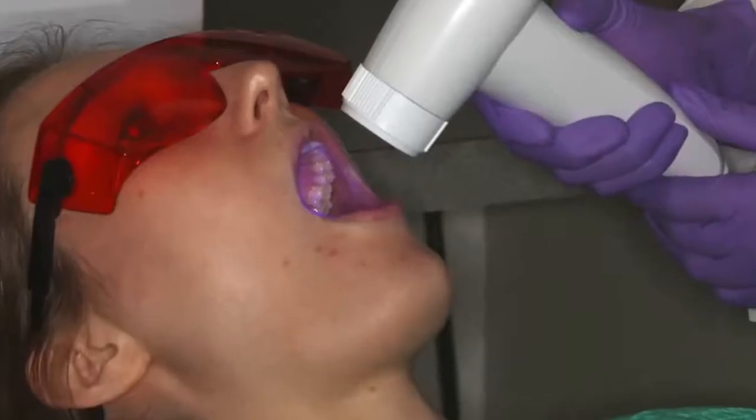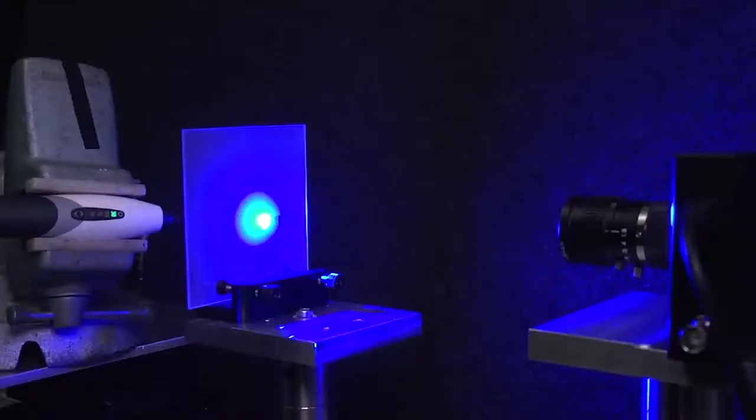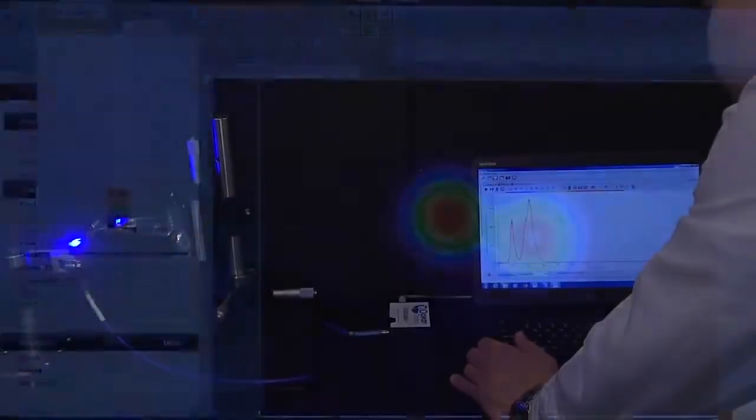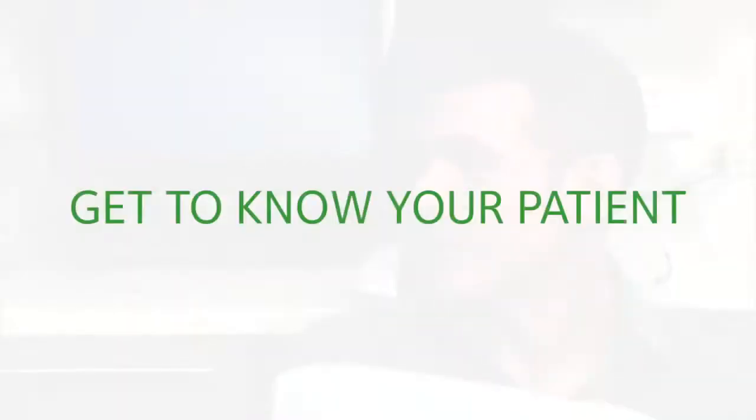Many adjuncts have been proposed as tools to assess PMDs sooner rather than later. Unfortunately, current evidence doesn't support the use of adjuncts because of their high frequency of false positives, which result in unnecessary complications and costs. When evaluating patients for PMDs and oral cancer, please remember, get to know your patient.